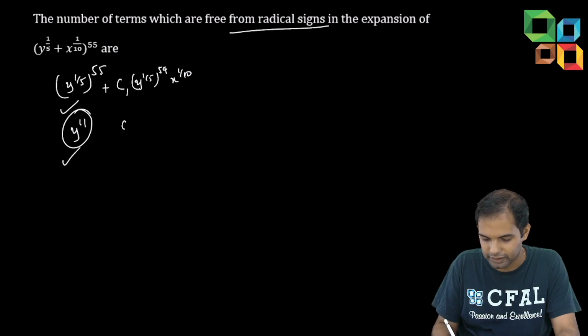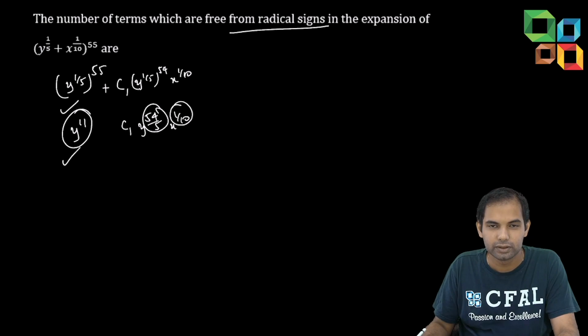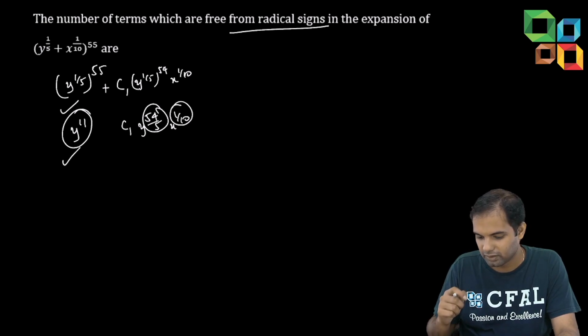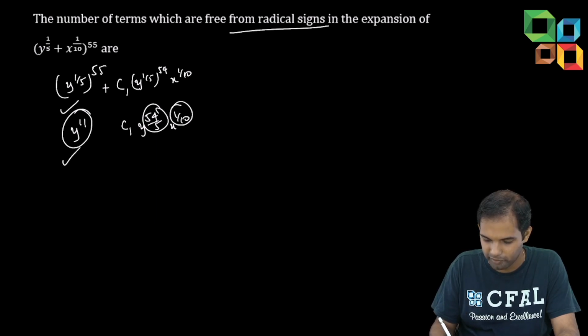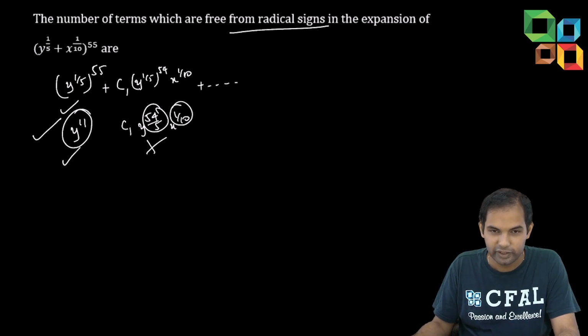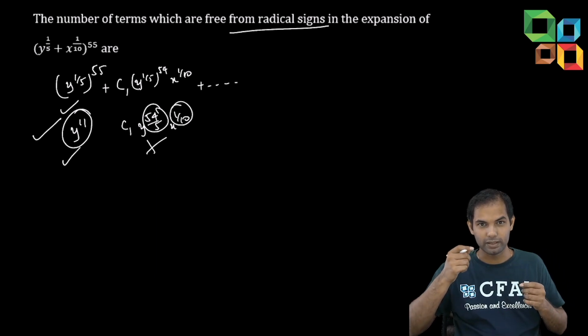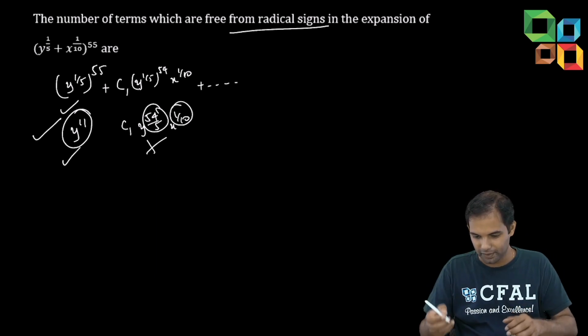Next term, if you see C1, y power 54 by 5, and here it's 1 by 10. Both of the terms have radical. Radical power, just its fifth root, which can't be simplified. Therefore, this won't be my term. So I have to try to figure out how many such terms are there. So you can guess, right? When will be next time? When the power and the radical sign should divide. So when will it happen?